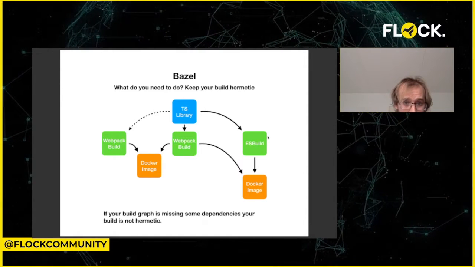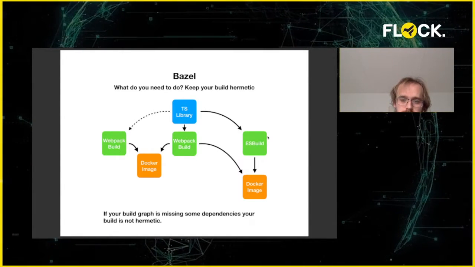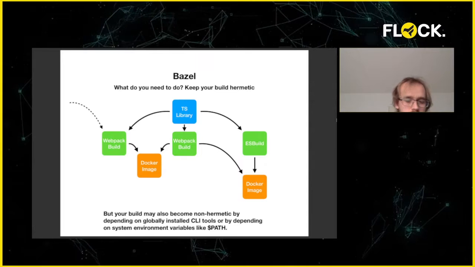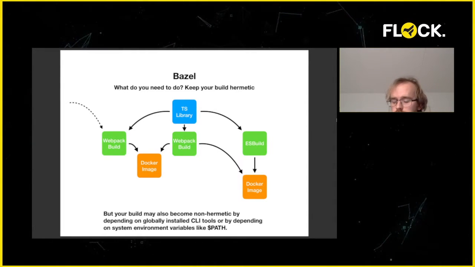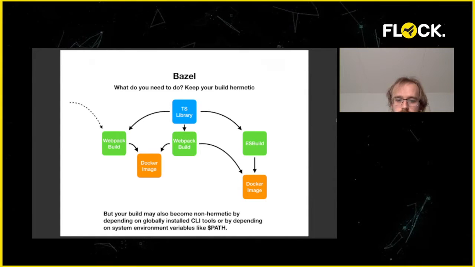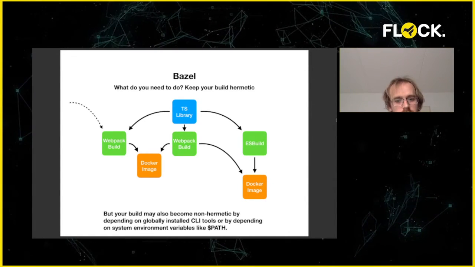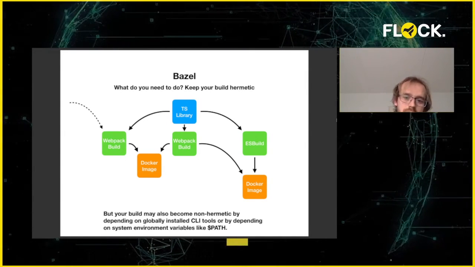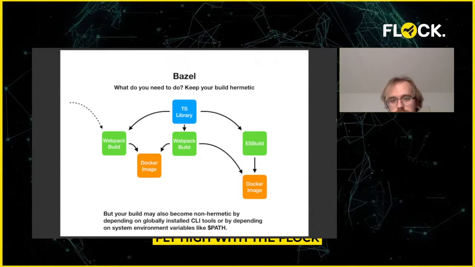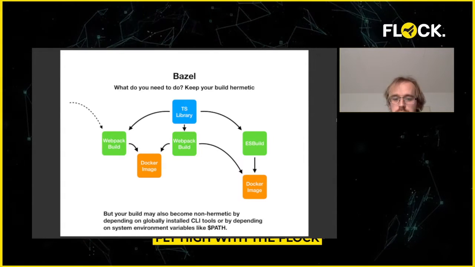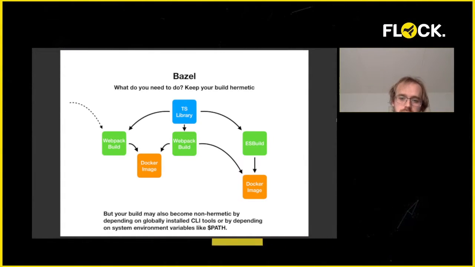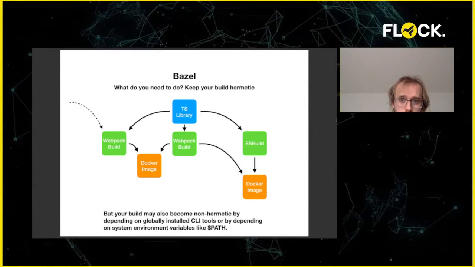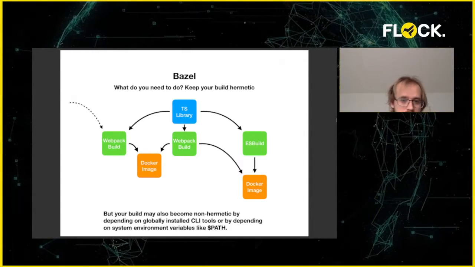It might be some source file, it might be the result of another target, but your build is also not hermetic if you depend on some globally installed tool, or if you depend on some system environment variable. You can still depend on external tools, of course, but you have to specify them inside BAZEL. You have to tell BAZEL that your build can only run if you provide this environment variable or if you provide this external tool. And this way, your build becomes hermetic.